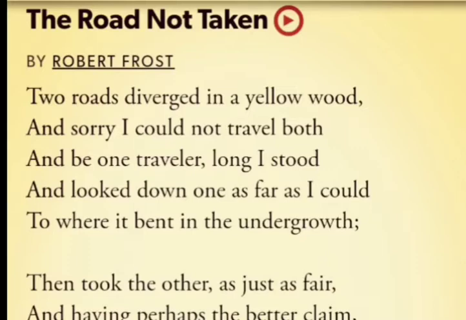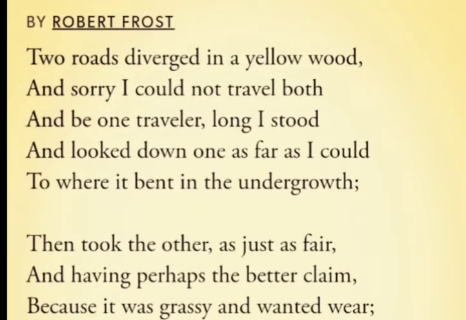Okay, then in the next line, the last word is stood, which is rhyming with the first word, wood. So A, B, A. Then again the last word is could, rhyming with the first word wood. And the last word is undergrowth, which is rhyming with both. So here comes B. The rhyme scheme of this poem became A, B, A, A, B. Okay. So I hope you understood what a rhyme scheme is, and how in this poem the rhyme scheme is A, B, A, A, B.